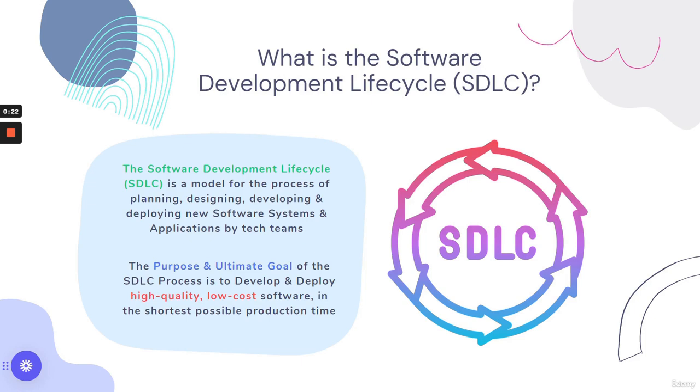The Software Development Lifecycle is a model for the process of planning, designing, developing, and deploying new software systems and applications by tech teams. The purpose and ultimate goal of the SDLC process is to develop and deploy high-quality, low-cost software in the shortest possible production time.